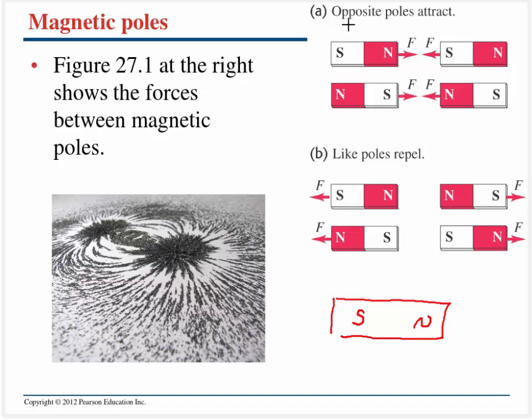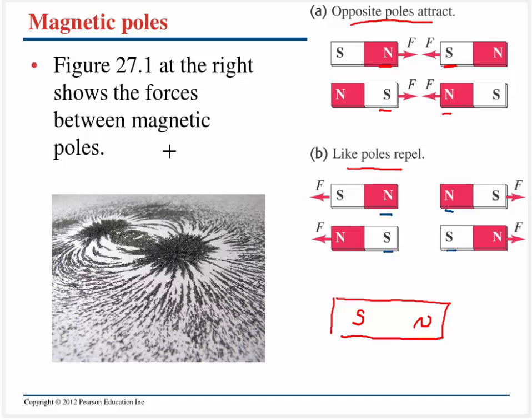It turns out that, much like electric charges, where opposite charges attract, opposite poles are going to attract. So the north side of one magnet is going to attract the south side of another. Similarly, if you bring a south near a north side, there's going to be an attractive force. Like charges tend to repel, and like poles will also repel. So this north, if you bring it close to the north of another magnet, it's going to feel a repulsive force away. Same for a south to a south.